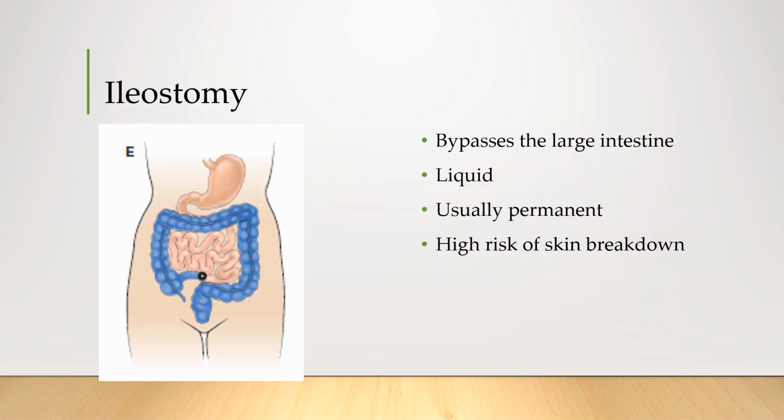There is another type of ostomy that exits the stool before it even reaches the large intestine, called an ileostomy. Because it's bypassing the large intestine, there is little reabsorption of water, so this stool is generally liquid or maybe slightly soft, but it is not formed at all. Ileostomies are usually permanent, but not 100% of the time. Ileostomies also have a high risk of skin breakdown around the opening because that stool is liquid and it can easily leak.